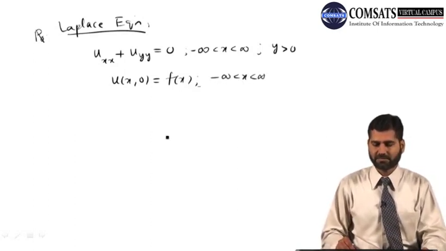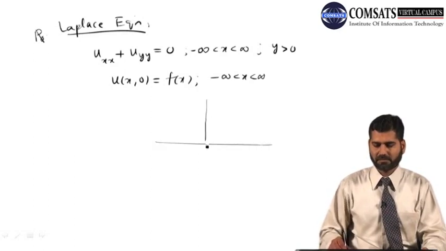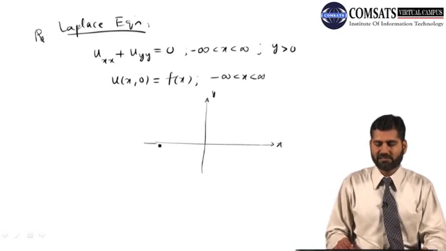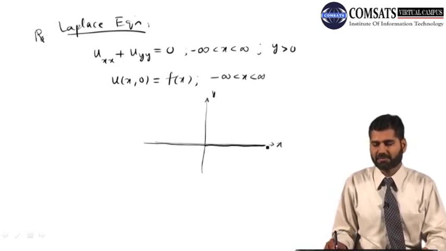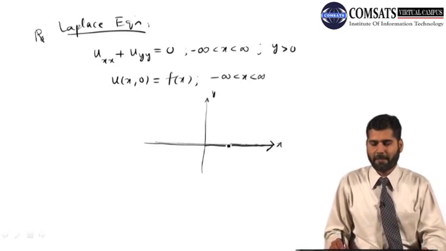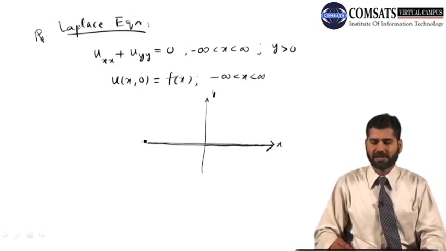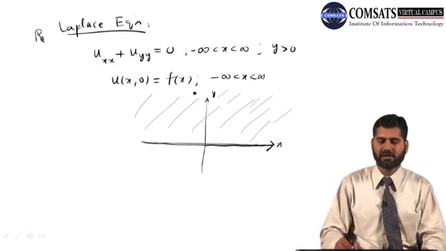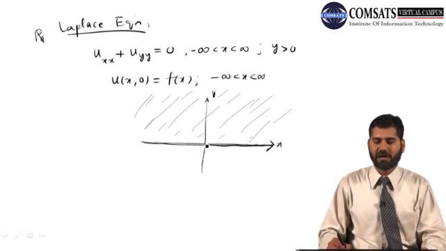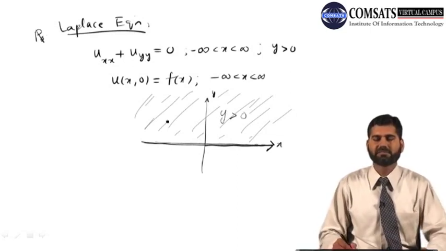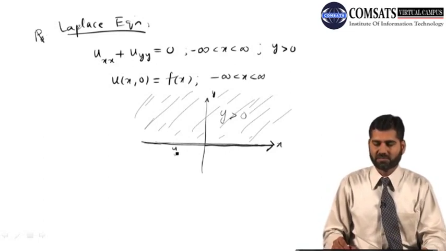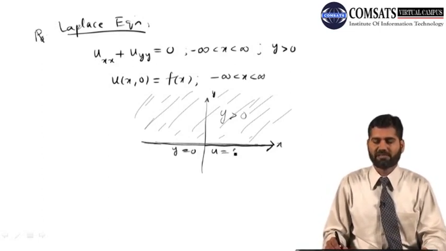So what is happening is, you have this is x, this is y. You are considering the Laplace equation in the half plane, y positive, right? At y equal to 0, this is your boundary. So this is y equal to 0, and your u is f(x). At the boundary, your function u is given.